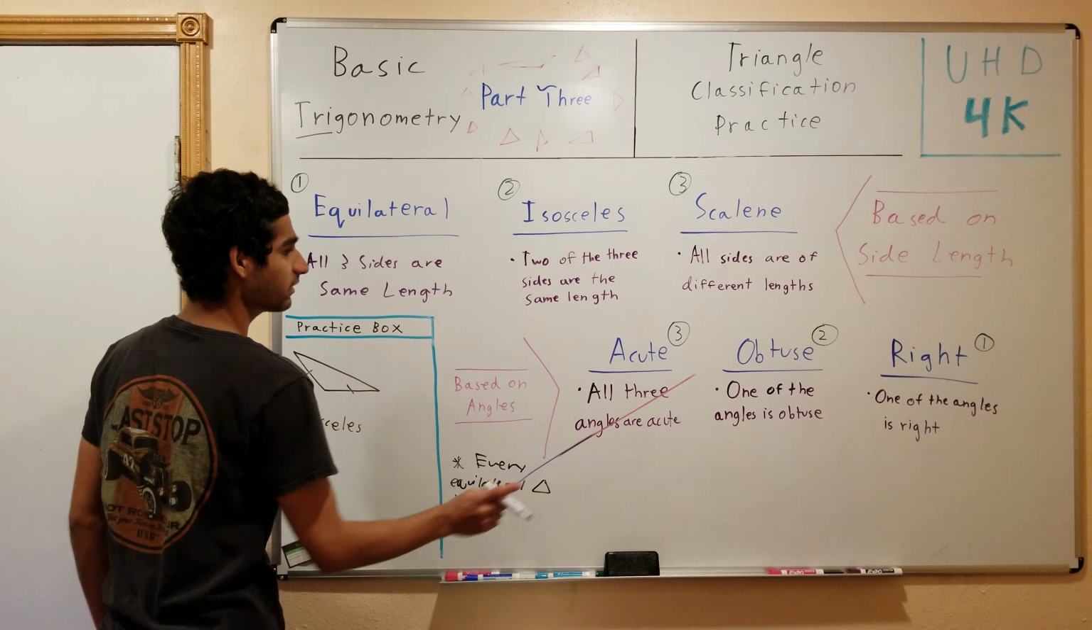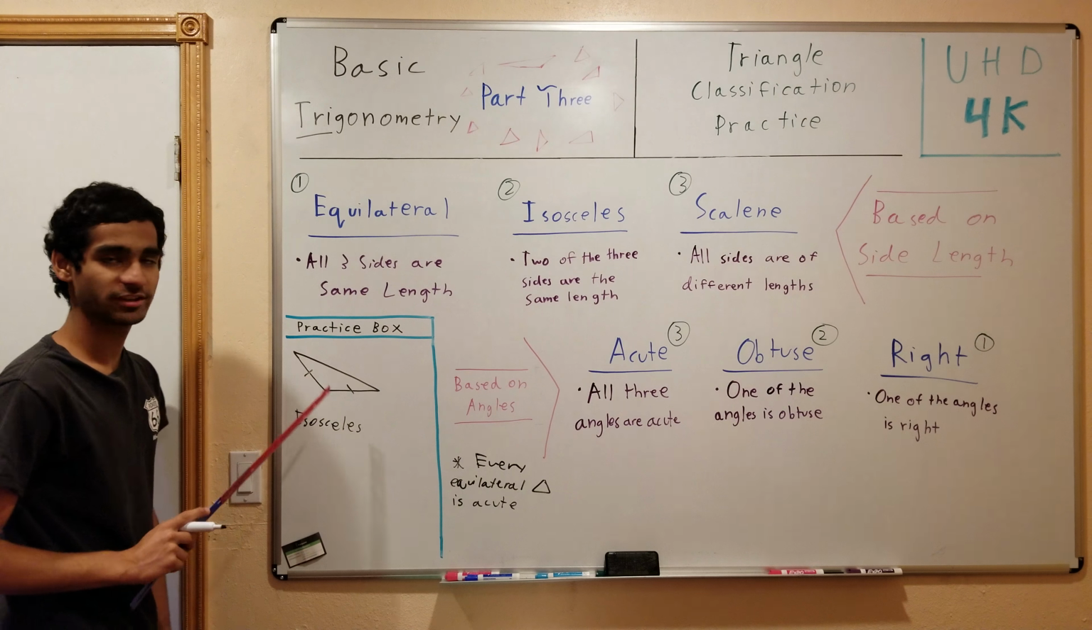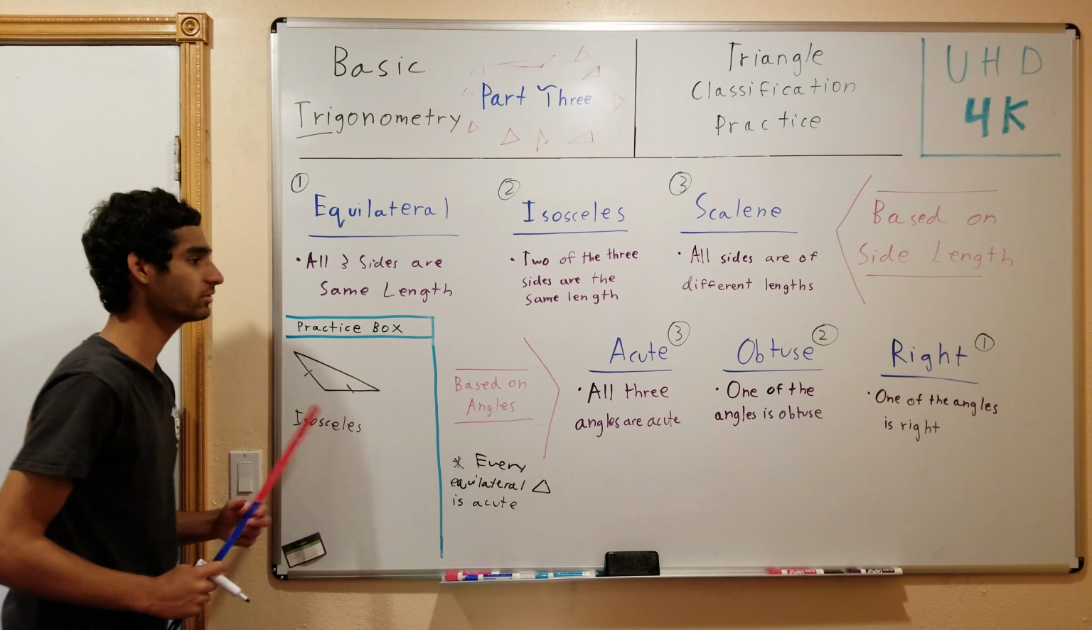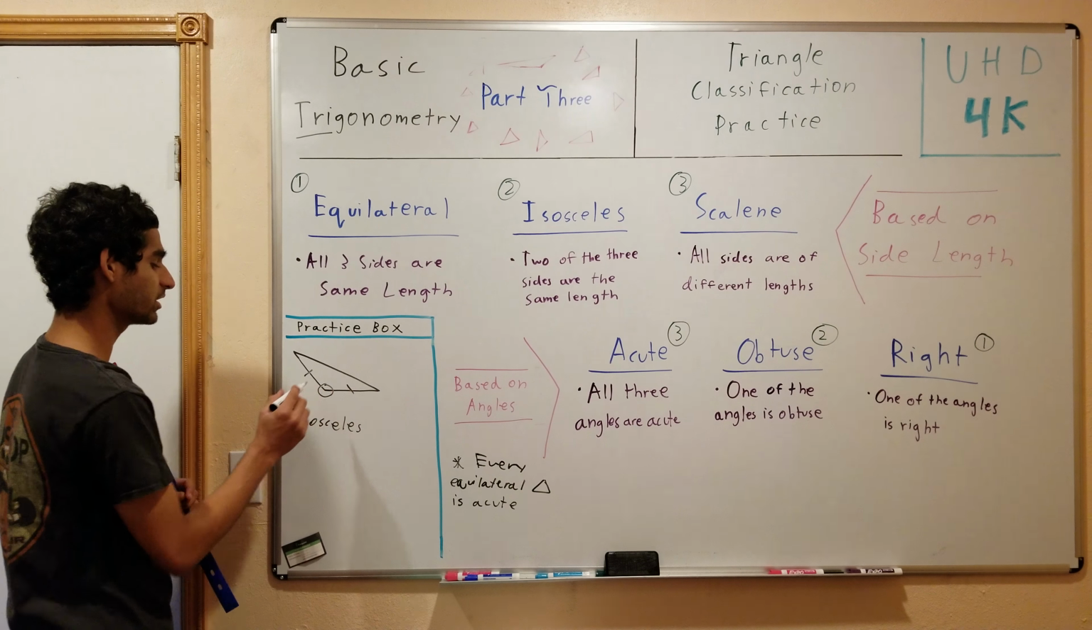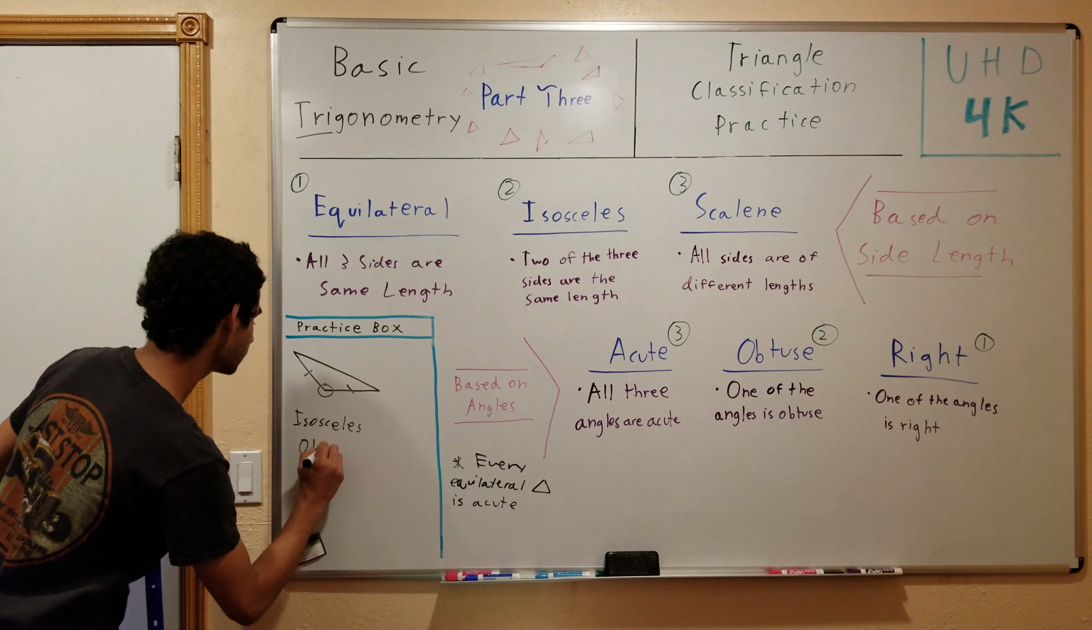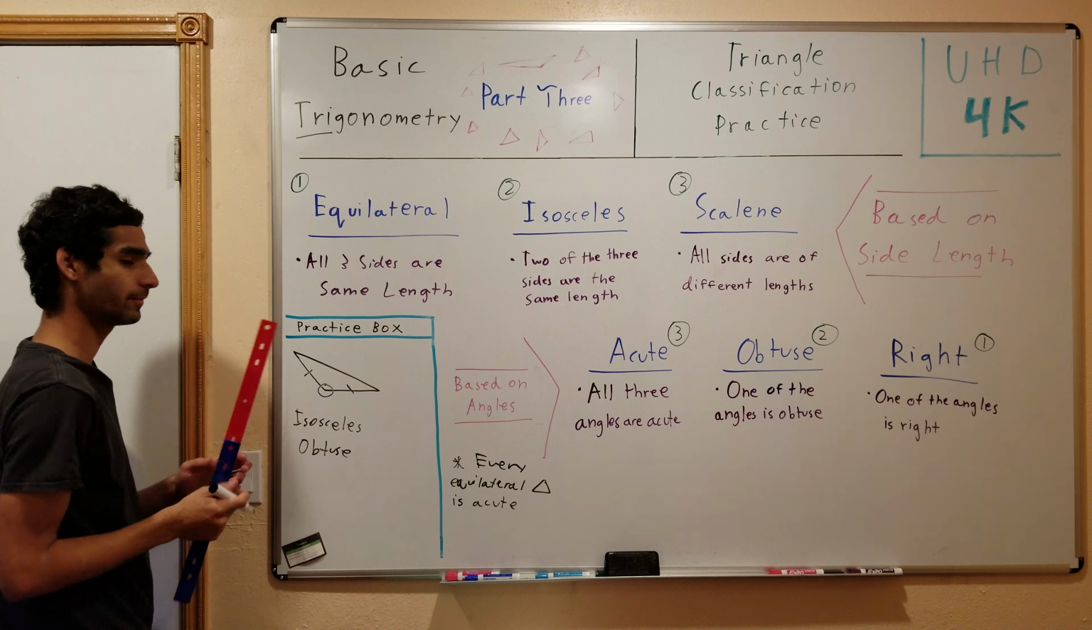So now on to angles. Is this a right triangle? No, there is no right angle. This is an obtuse triangle. Yeah, this angle over here is obtuse. And so this is an obtuse isosceles triangle.